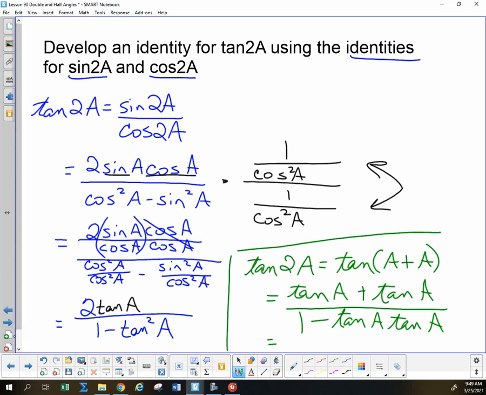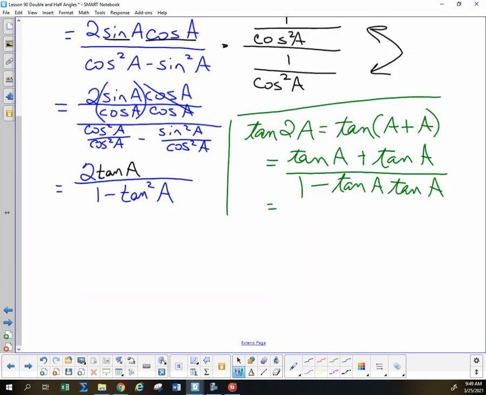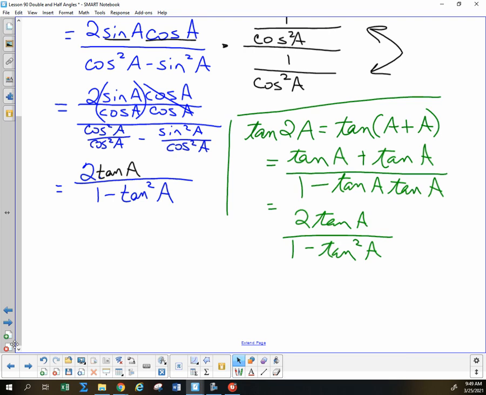And then if we simply take a step back and look at what we have there, tan a plus tan a is 2 tan a over 1 minus tan a times tan a is tan squared a, and I got exactly the same thing, much shorter. But the way that I just did in green did not follow the directions. So read the directions, and it depends on what they say, what you do and don't need to show.